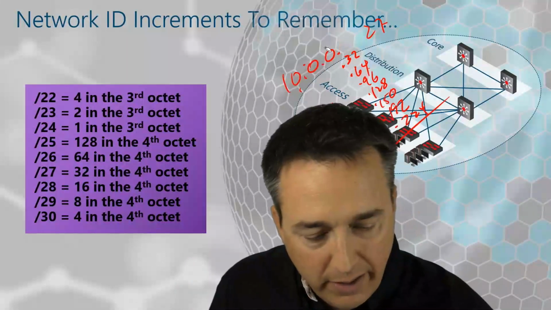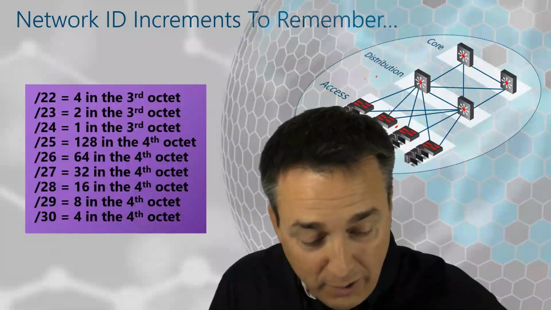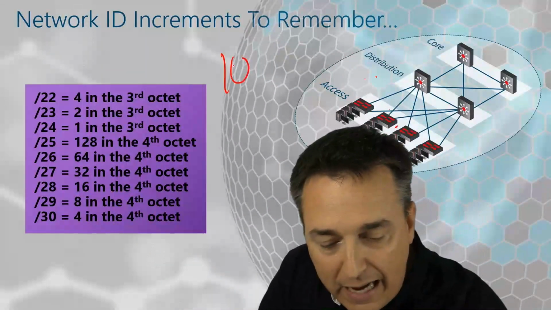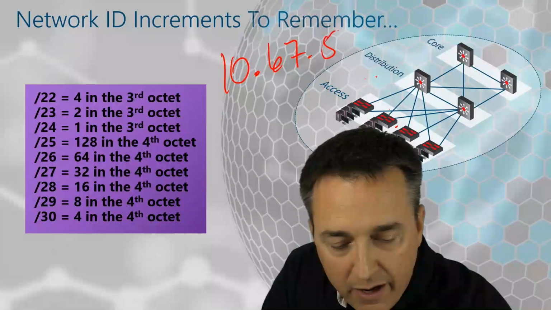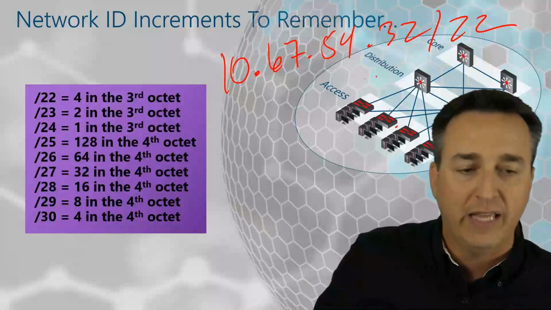What if they turned around and did this to you? This is where the fun stuff begins. I'm just going to pick a random address out of my head. I've got no notes here. So let's say we had the address 10.67.54.32/22 thrown at us on the certification exam.